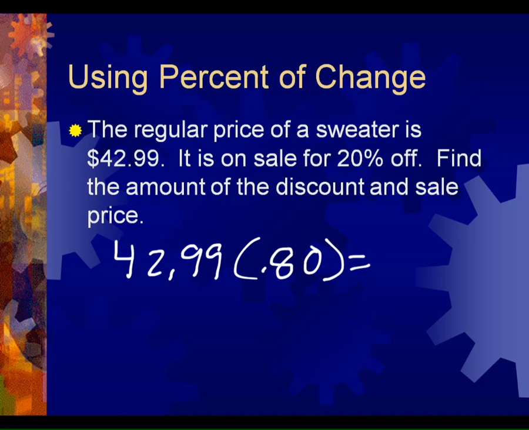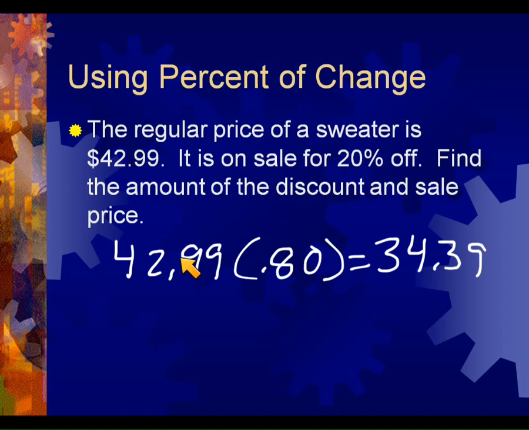Why did he do it this way? Somebody else besides Parker. Why does that give me the right answer? Because it finds the sale price. Yeah, right. If it's 20% off, that means I'm paying 80%. So I want to find 80% of $42.99. I punched that, and what did you get? $34.39. So that's the sale price.